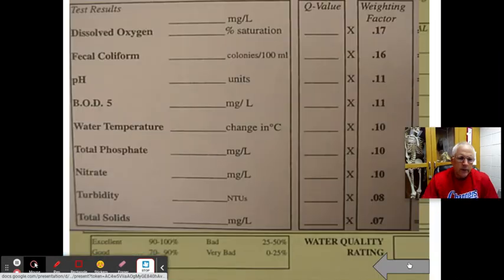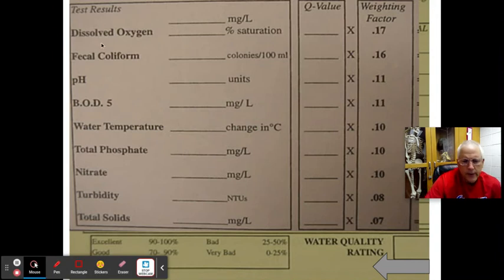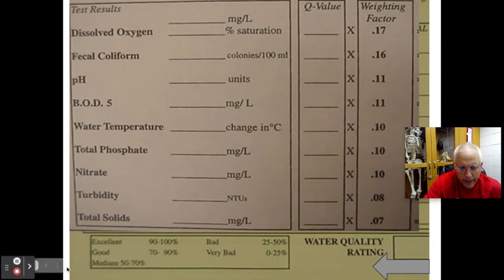determining factor. Okay, so they came up with this paper, and you're going to see they have a weighing factor. Some of these tests, you can see dissolved oxygen, fecal coliform are two of the higher importance to the health of a body of water, and then they go down from there. So you come up with a number, you convert it into what we call a Q value. I'll go through all that with you later. And then you multiply it, and you come up with a number, and it tells you, is your water excellent, good, bad, very bad, fair, whatever, medium.